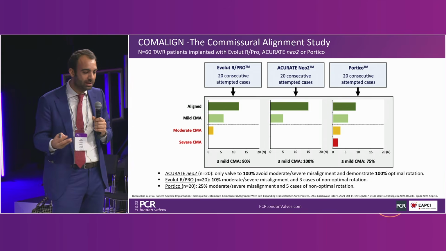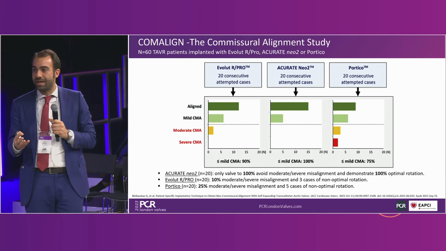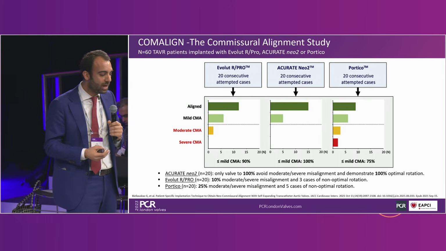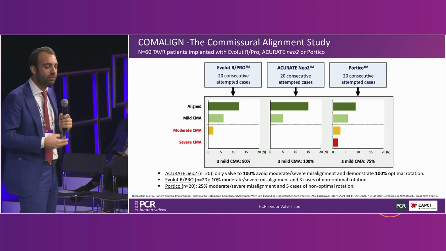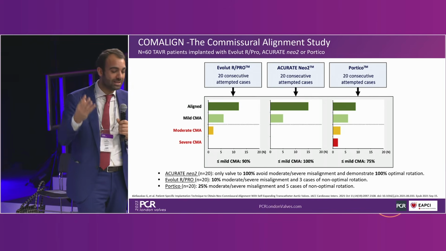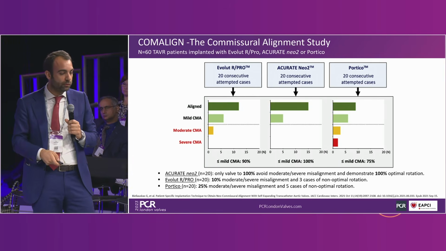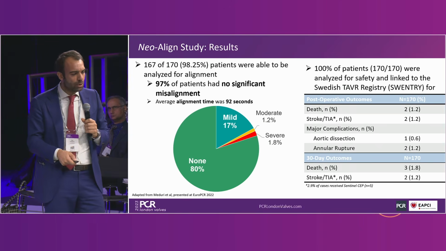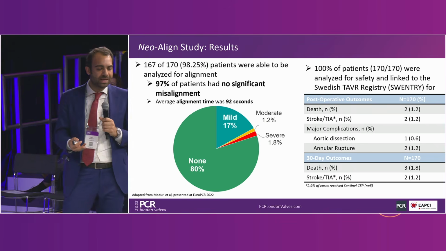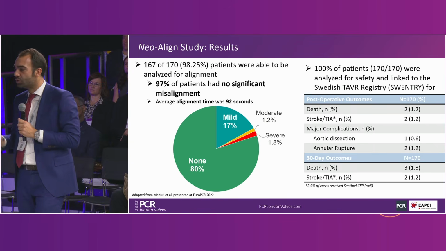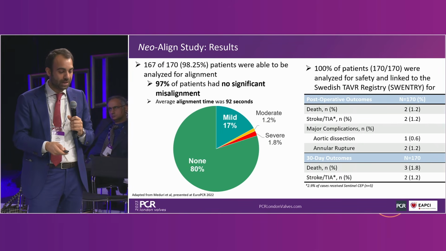So you did not have any problem with severe misalignment. For Evolut Pro or the R, 10% of cases had misalignment. And with the Portico, around 25% had severe misalignment. So even with these techniques and even with seeing these struts and seeing the post, sometimes you cannot do it 100% with the other platforms. And in the Neo-Align study as well, there were 170 patients and 97% of the cases had no significant misalignment. So with the Accurate Neo platform, you have a high success rate of getting full commissural alignment.